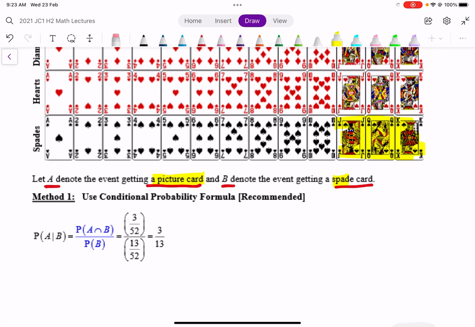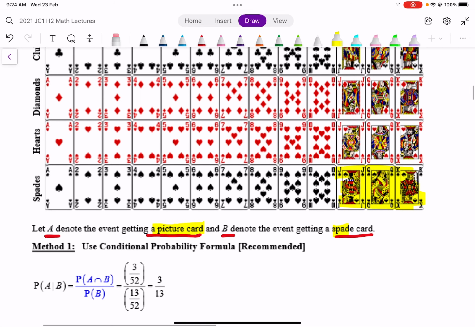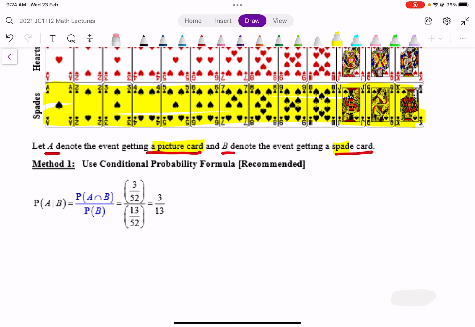So we do the same thing for the probability of B, which is the probability of getting a spade. Let's go back to our diagram here. How many spades do we have? That will be all the cards in this set here. Altogether there are 13 cards, so the probability will be 13 out of 52. Okay, and that will allow you to find your required probability. So this is using the conditional probability.